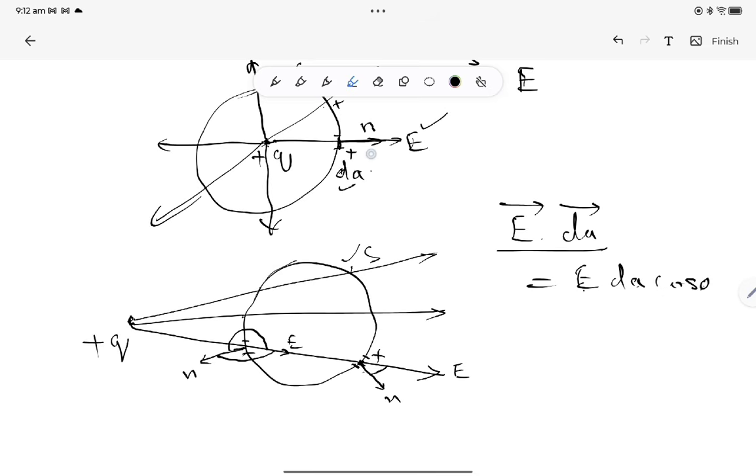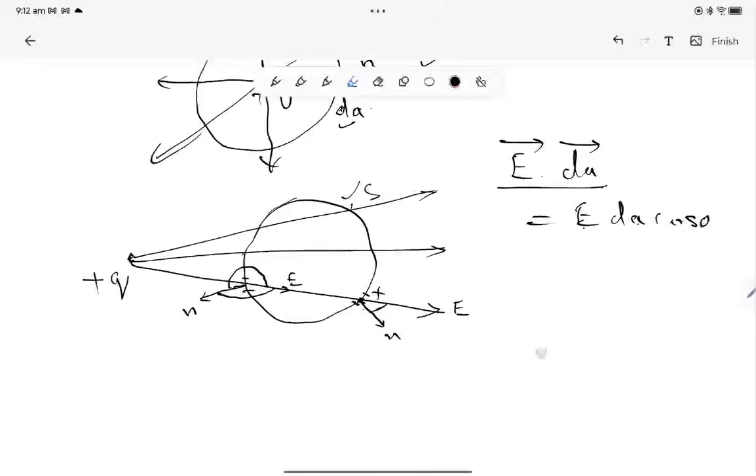Here, the situation was different. All lines were simply leaving, not entering anywhere. So we won't get any net flux here. Positive fluxes will be cancelled by negative fluxes. Hence, there will be no electric flux through this closed surface. Good.